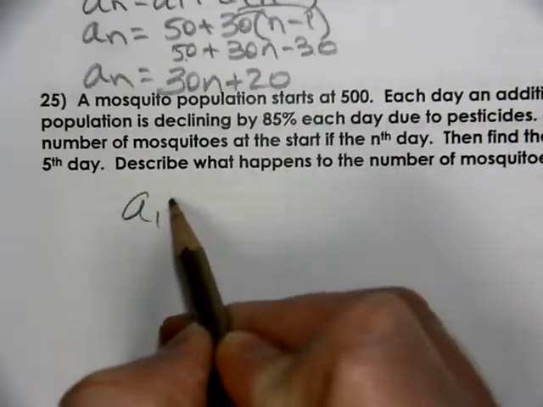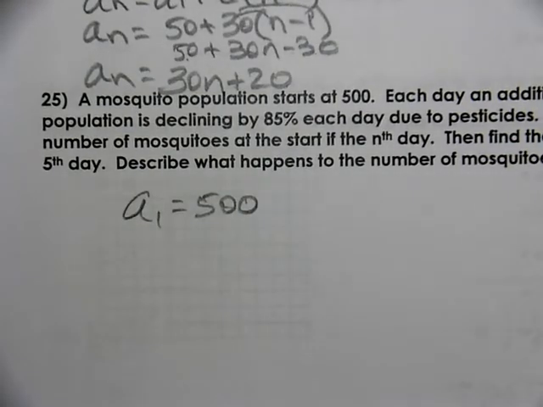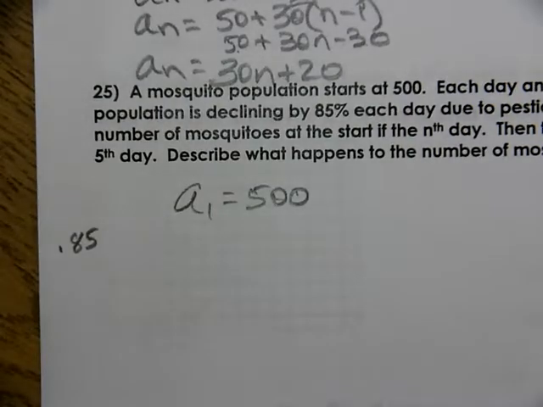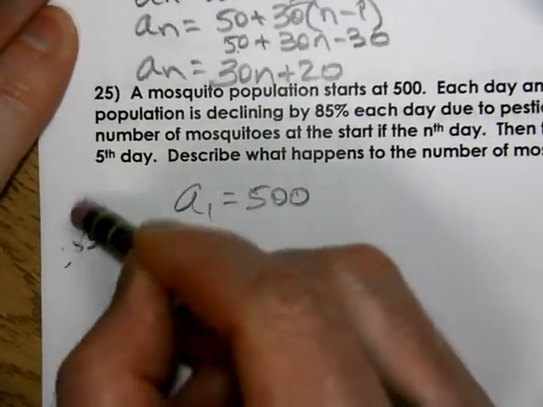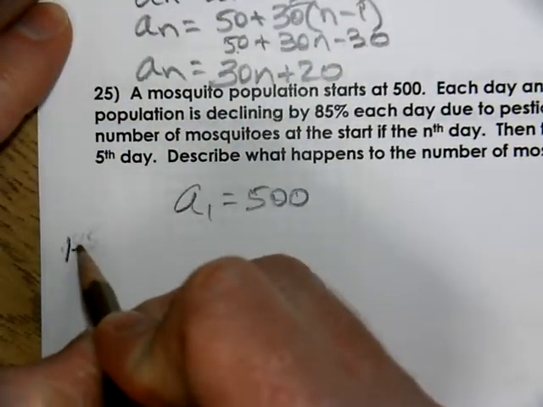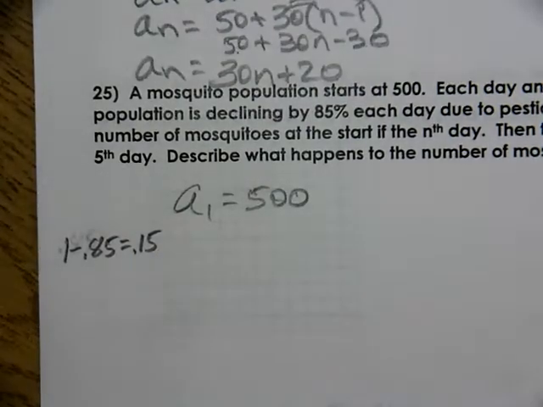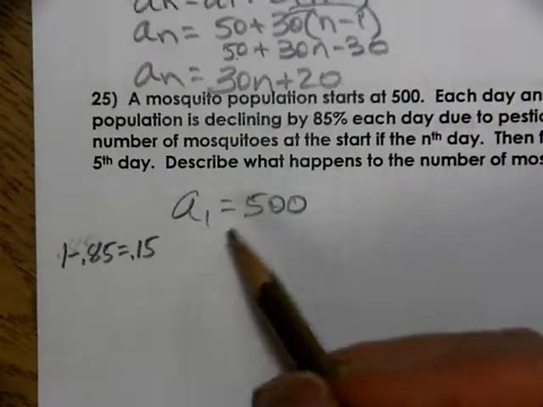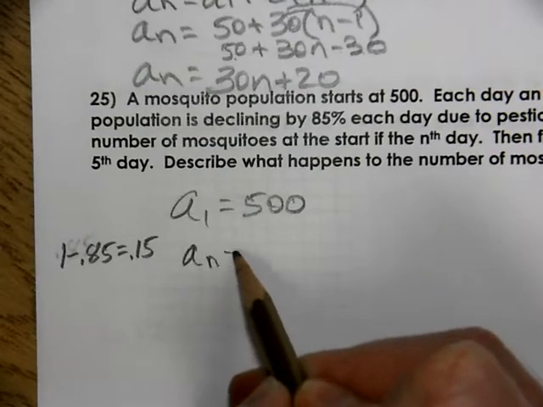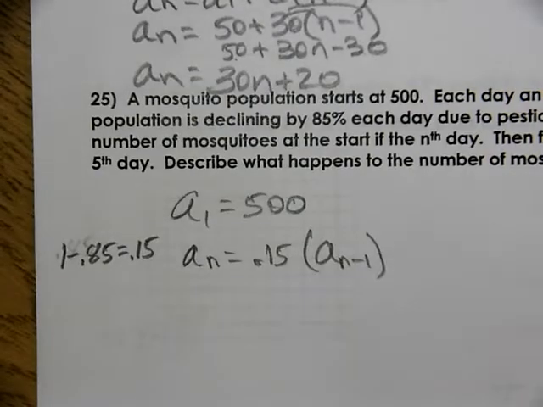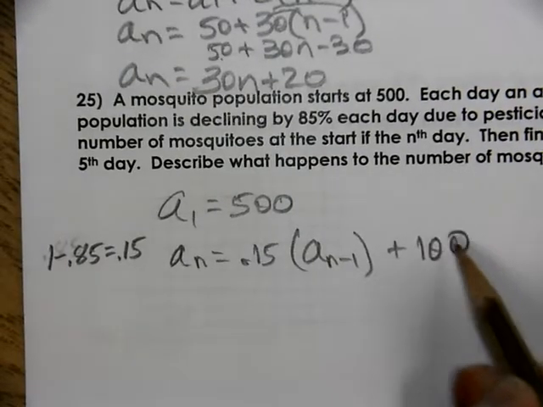Well, we know that the first term is 500. We know that we have 85%. So we're going to take that 85% and subtract it from 1, which gives us 0.15. So we're going to keep 15% of the mosquitoes. That means we're going to keep 15% of the previous number, and then we're going to add 100 mosquitoes on top of that.